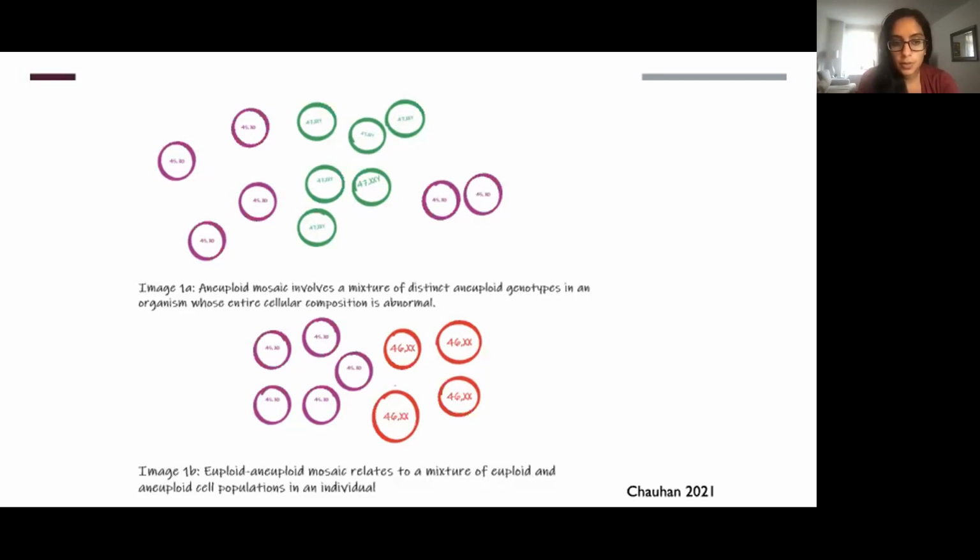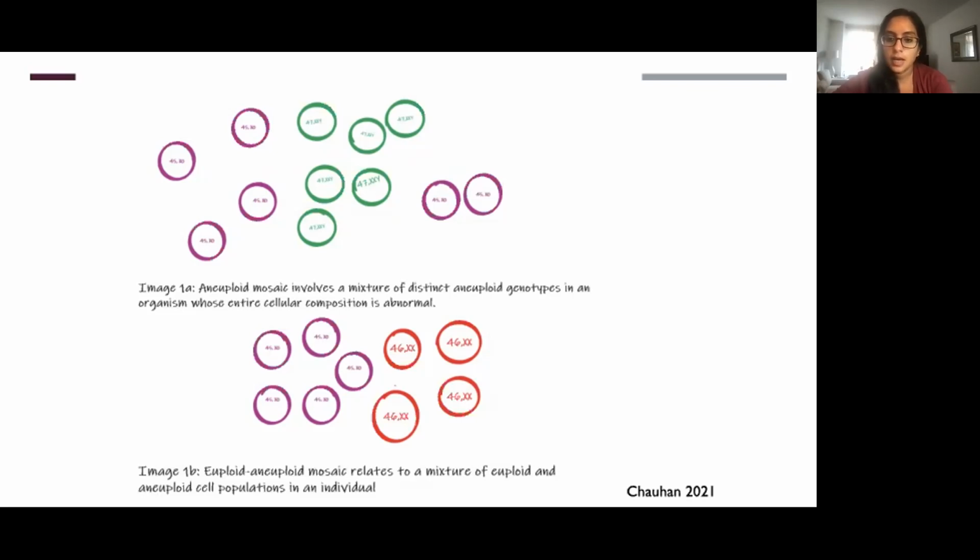There's euploid-aneuploid mosaics, which is the bottom one here. It creates a mixture of euploid and aneuploid cell populations in an individual. Some cells of the body are aneuploid, so either 45 or 47, while some are euploid. So you can see the red ones over here that are 46. And the severity of the clinical condition depends on the proportion of the euploid cells. This mosaicism is more common as the embryo has more chances to survive during intrauterine life.